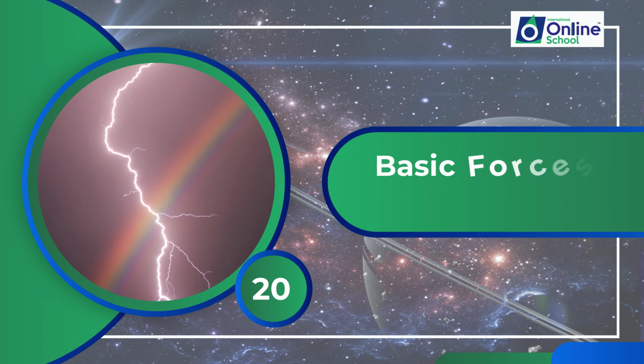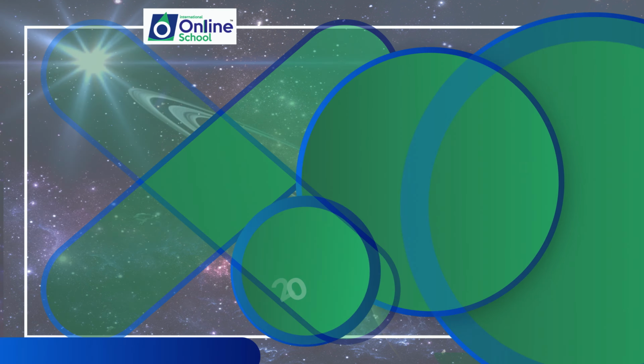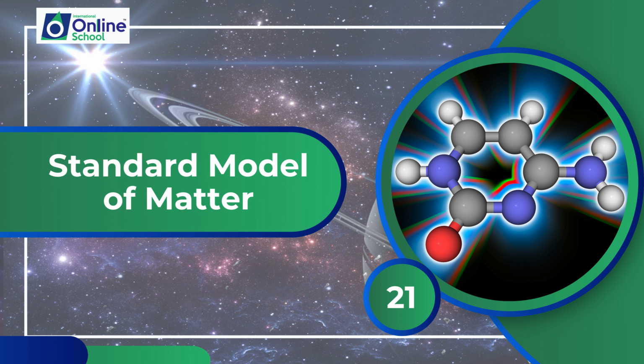In the next lesson, students will describe the basic forces of nature. This involves understanding the fundamental forces that govern the behavior of particles at the atomic and subatomic levels. Students will describe the key features and components of the standard model of matter, including hadrons, leptons, and quarks.